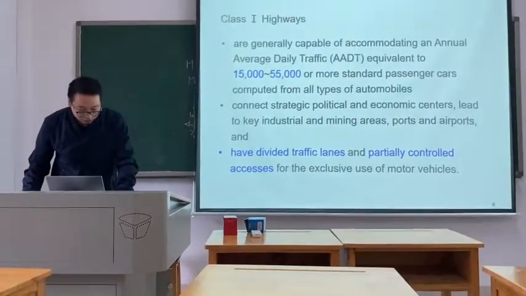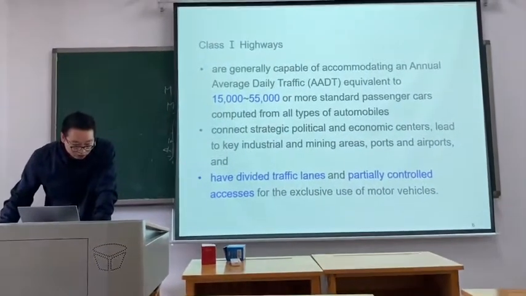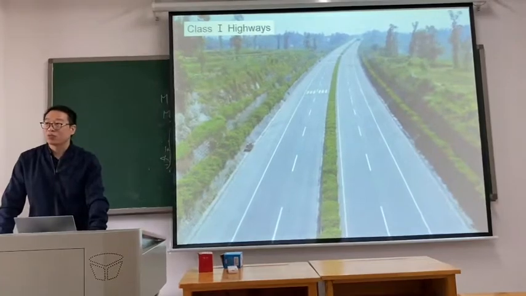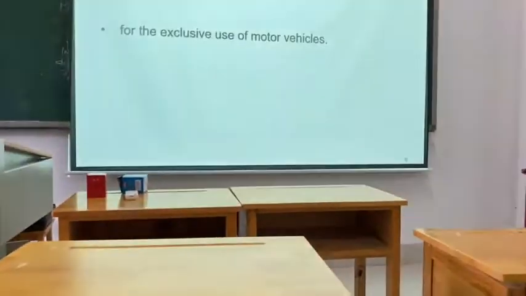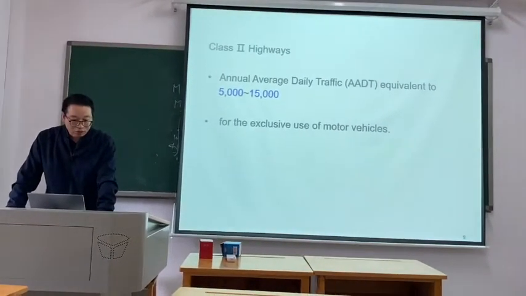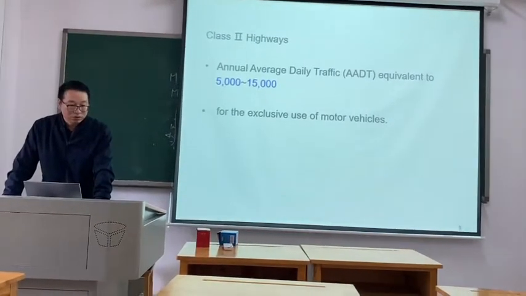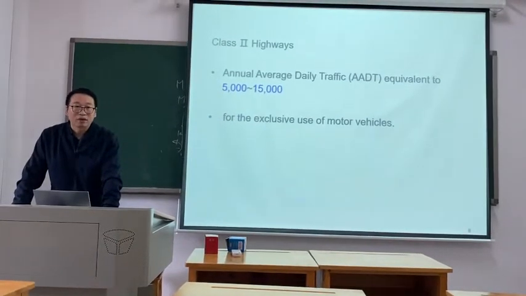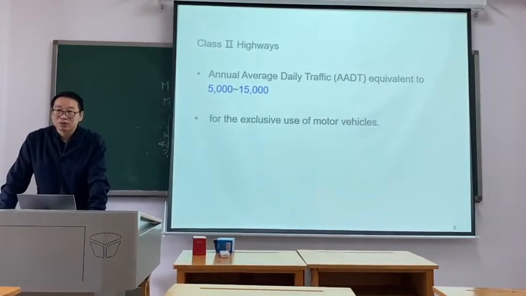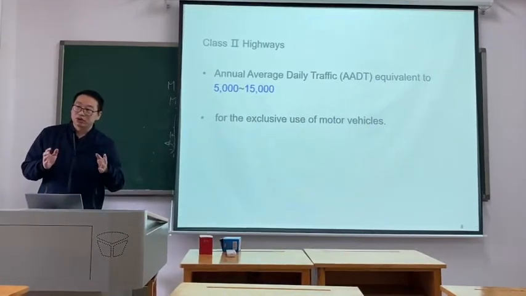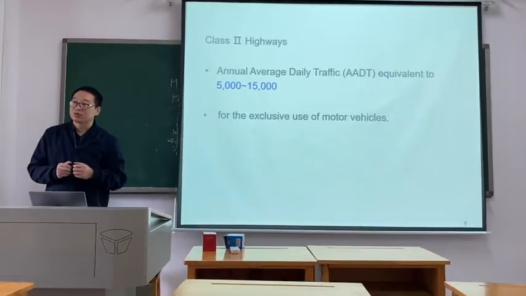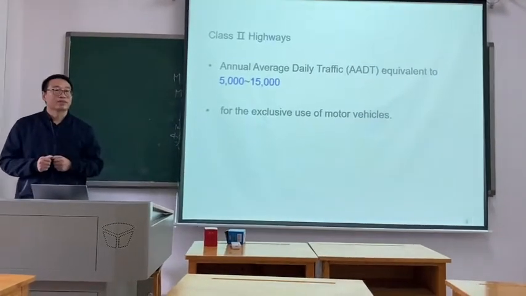Now we can see the main route. What is the Class 1 highways? This is a photo of Class 1 highways. There's two highways. The annual average daily traffic equivalent to 5,000 to 15,000 is for the exclusive use of motor vehicles. So we should know when we determine what kind of highways through traffic volumes. This is the first aspect we should know.